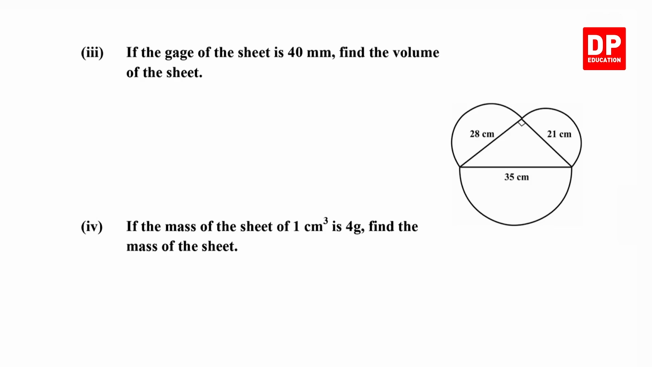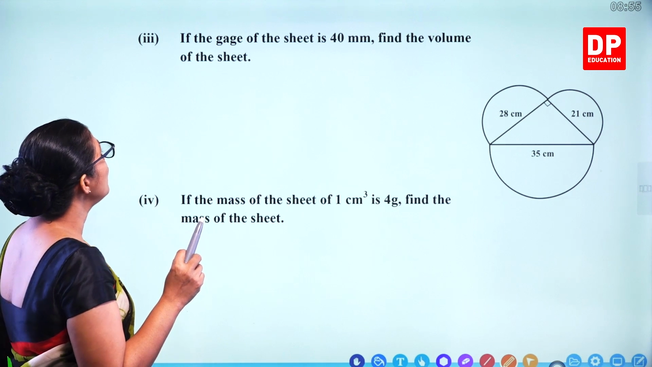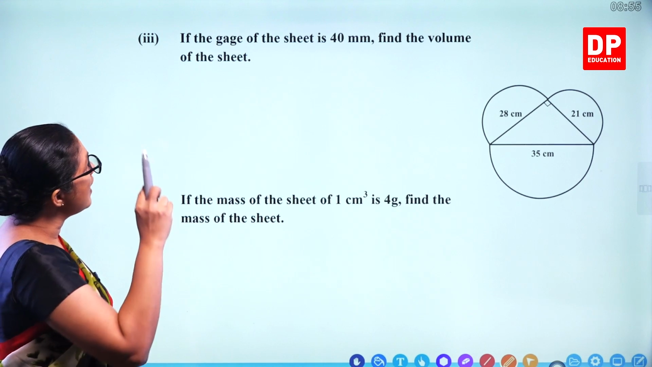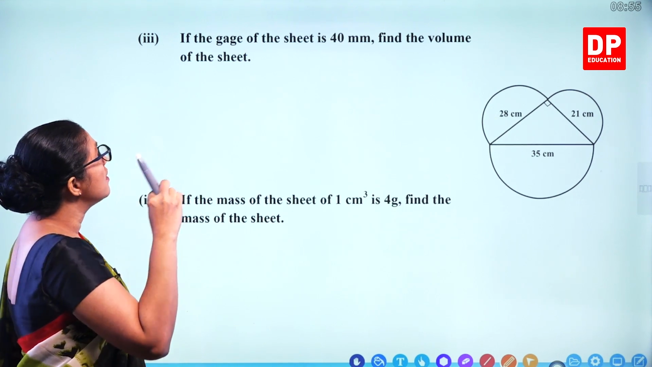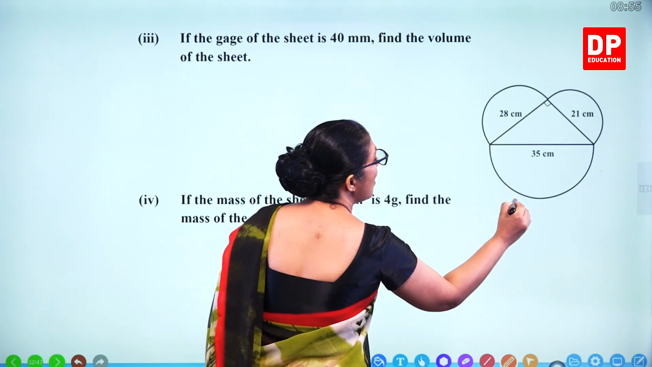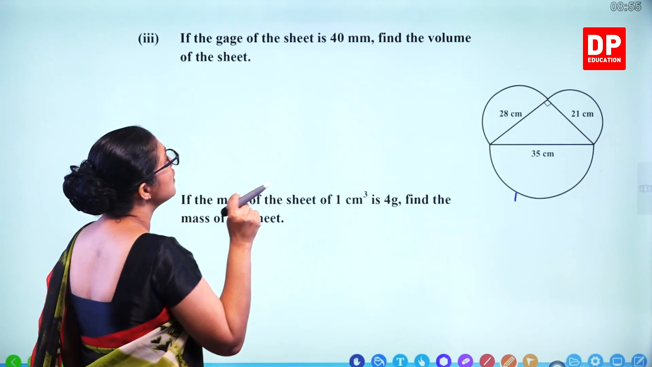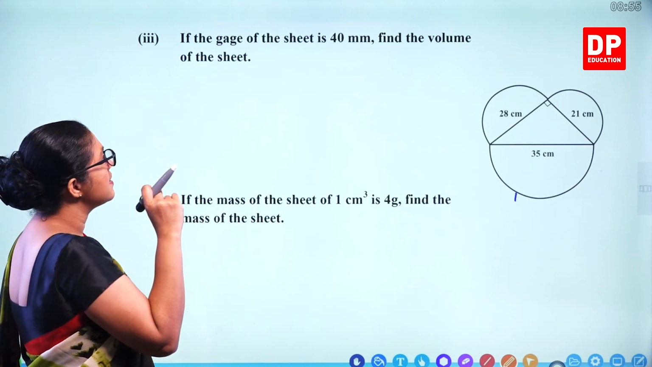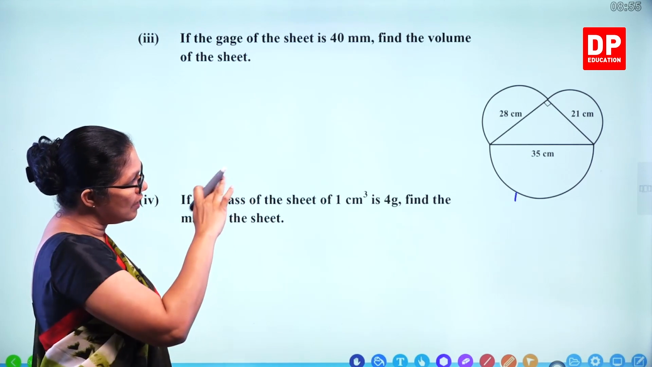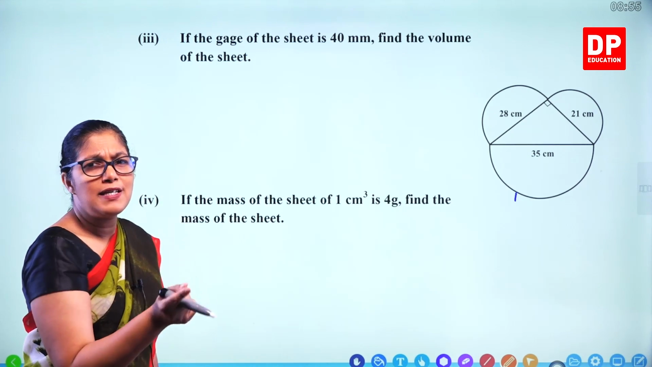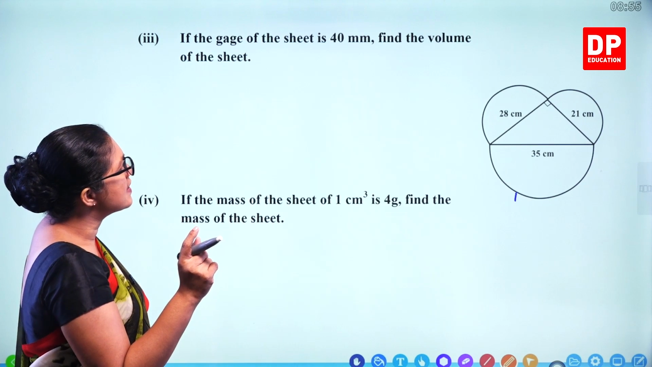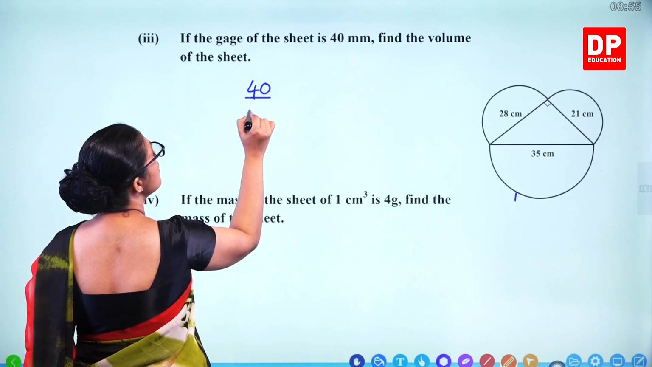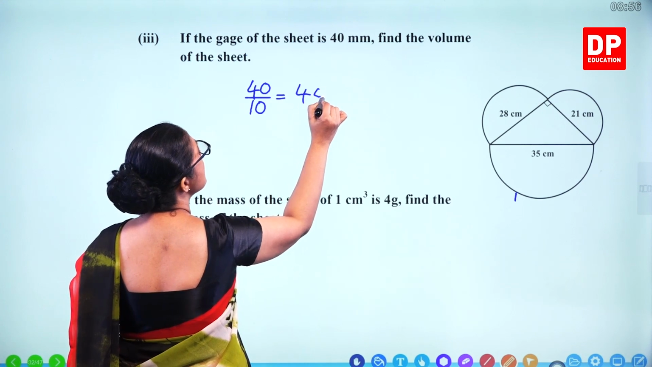If the gauge of the sheet is 40 millimeters, find the volume of the sheet. Now we found out the area of the sheet. Now the gauge means the width, the height of this one is just 40 millimeters. Find the volume. So cross-sectional area into height is the volume. This is like a prism. The cross-sectional area is this. But the problem is both are not in the same units. So we'll convert 40 millimeters to centimeters. You divide by 10. So that means 4 centimeters there.